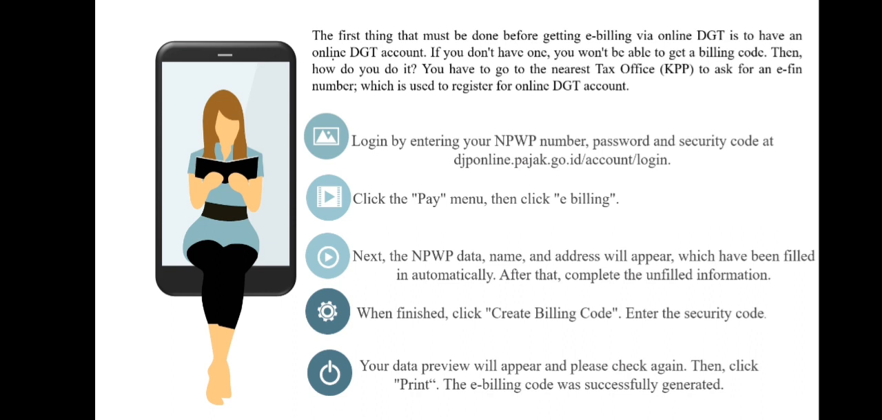And the fourth one, when finished, click Create Billing Code and enter the security code. And the last one is your data preview will appear and please check again. Then click Print. The e-billing code will be successfully generated.